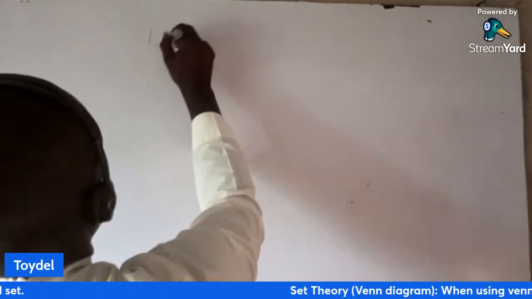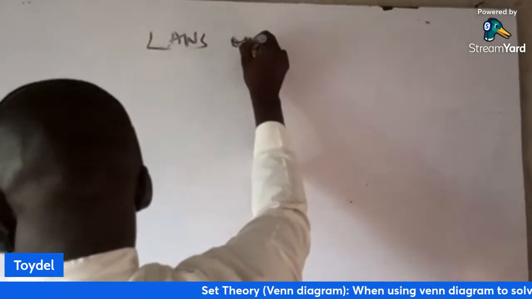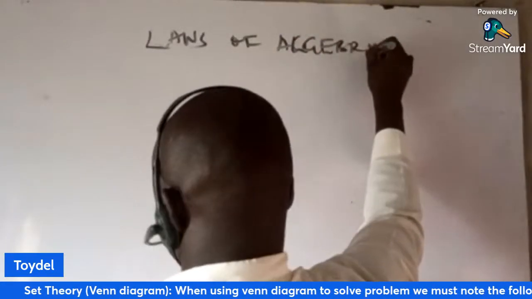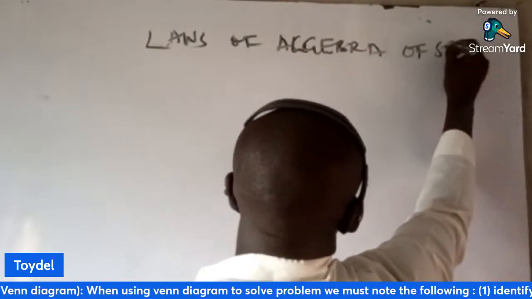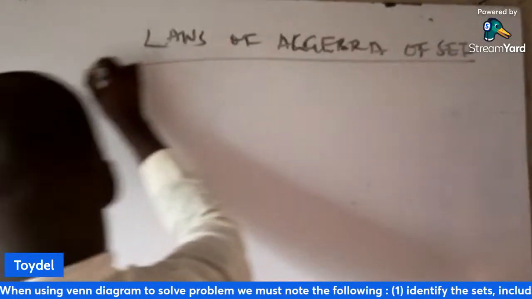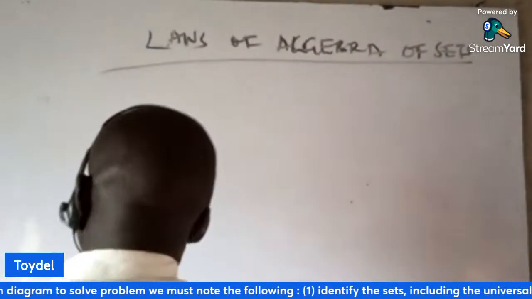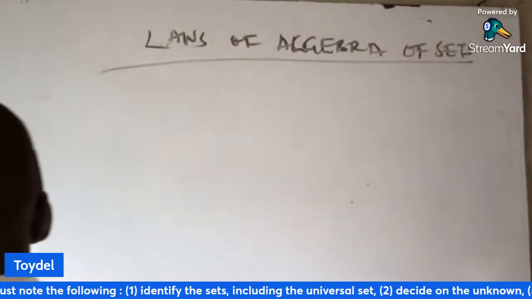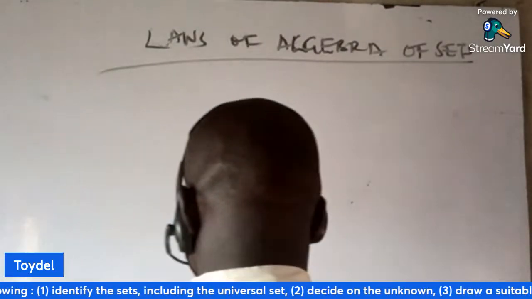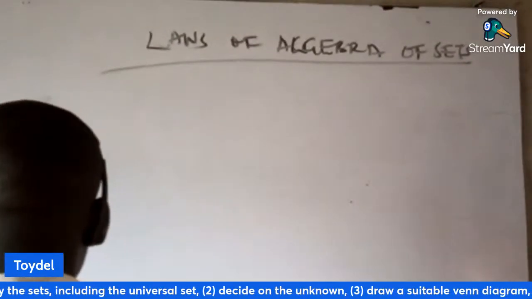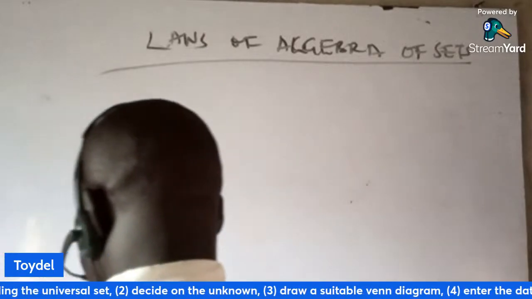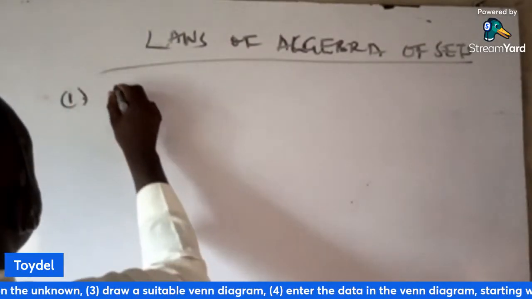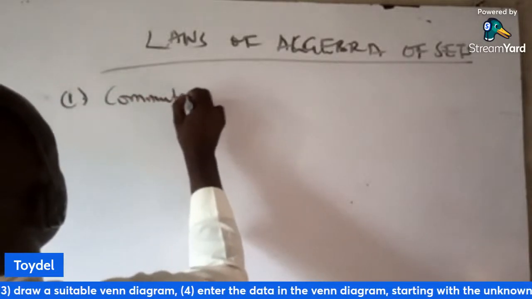So the laws of algebra of sets. Okay. So when I introduced Venn diagram, we realized that Venn diagram provides a method for showing certain basic results in algebra of sets. The first one that we are going to talk about is the commutative law.